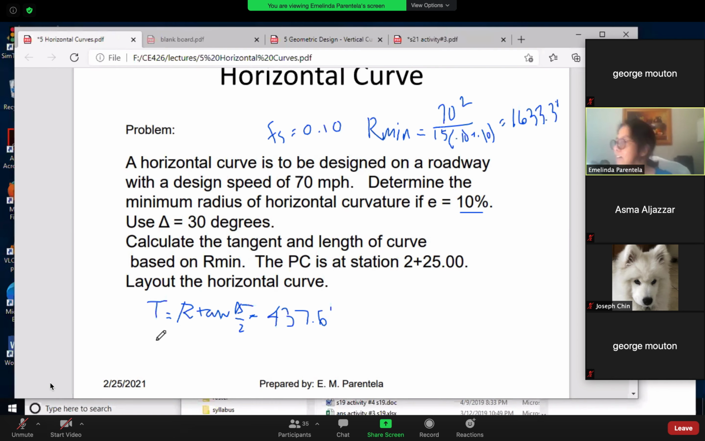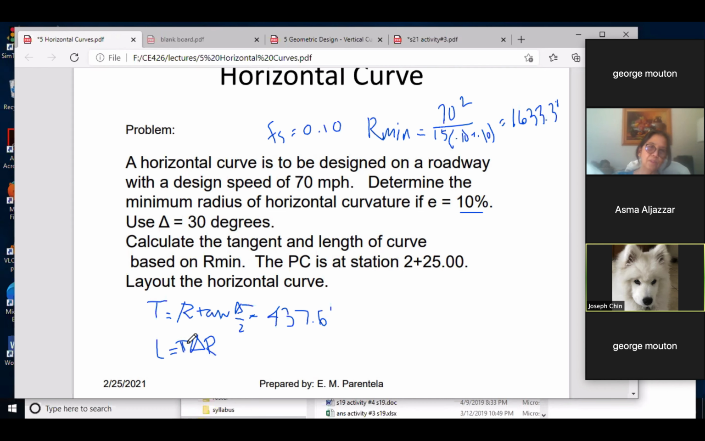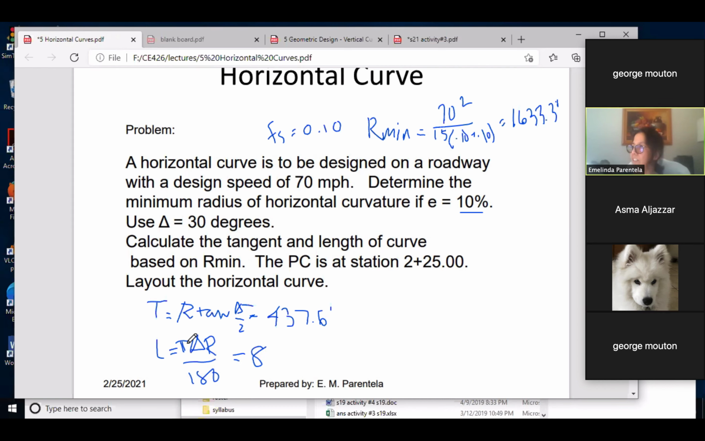Okay, next, L. So how much is L? We have L is delta pi R over 180. Yes. And how much did you get? 855 feet. 855 feet.